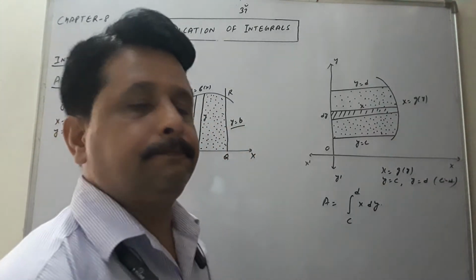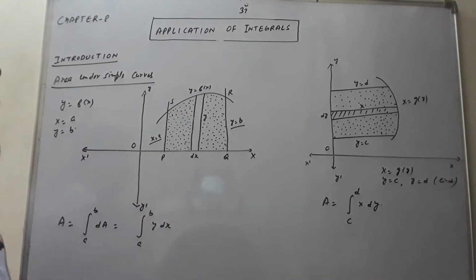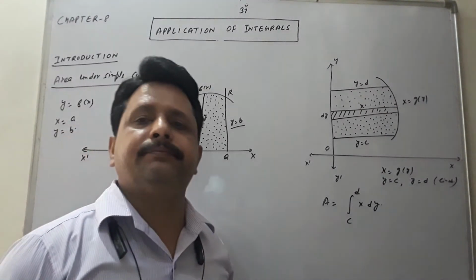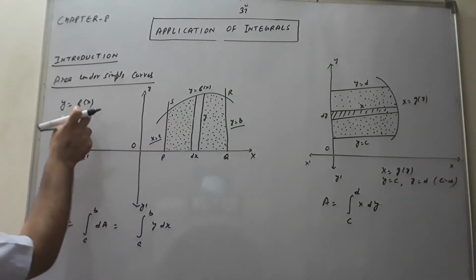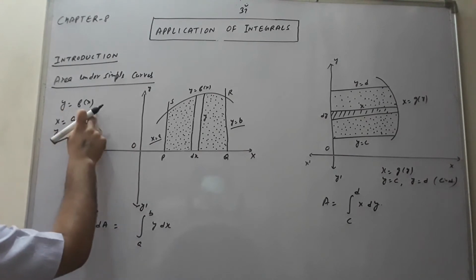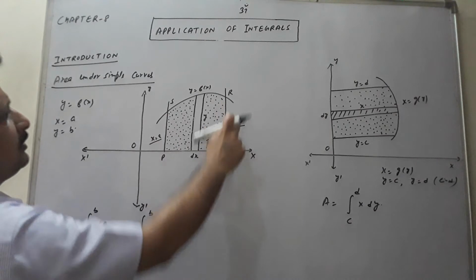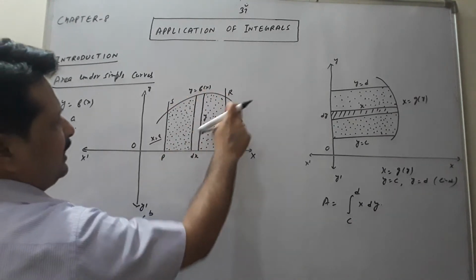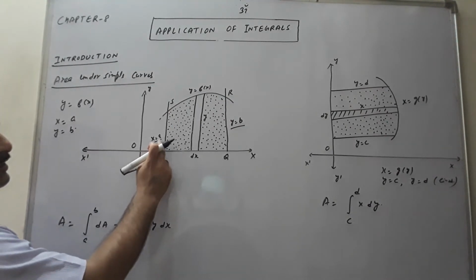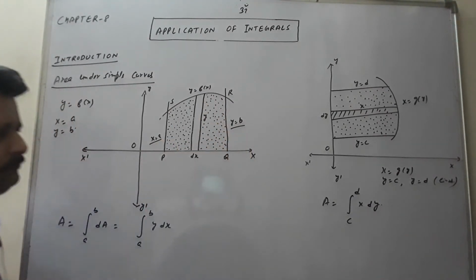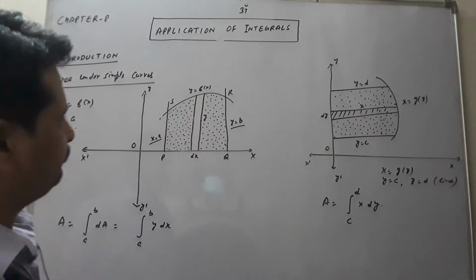Now students, here we are going to discuss area under a simple curve. This is very important. Before doing the exercise questions, we have y is equal to f(x). This is a curve, a bounded curve, that is y is equal to f(x). This is bounded between the lines x is equal to a and x is equal to b. Now students, we have to find out the area of this bounded region.